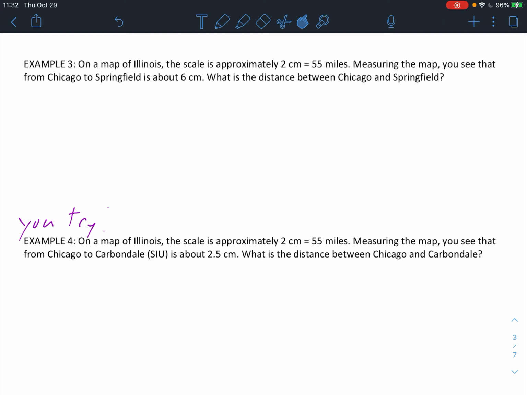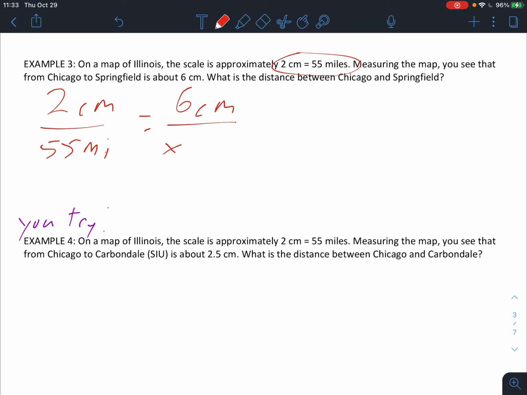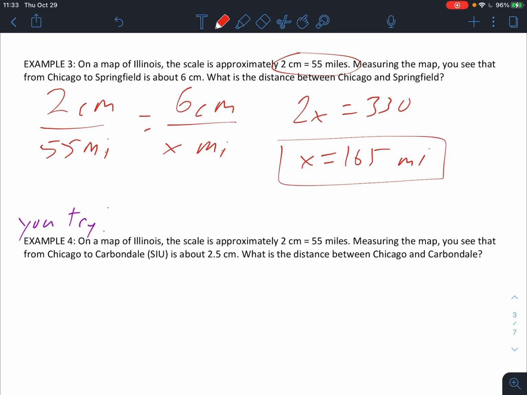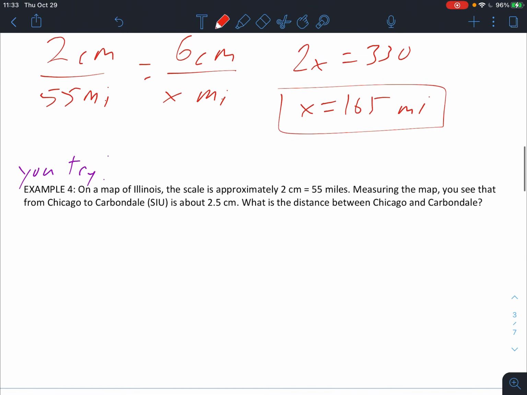Number 3, on the map of Illinois, the scale is approximately 2 centimeters is 55 miles. Measuring your map, you see Chicago to Springfield is 6 centimeters apart. What's the actual distance? So 2 centimeters on the map equals 55 miles in real life. You measured 6 centimeters on the map. How many miles in real life? Cross multiplying, we get 2x equals 6 times 55, which is 330. Divide by 2, we get x equals 165. Units are miles. Please pause the video now and try example 4.